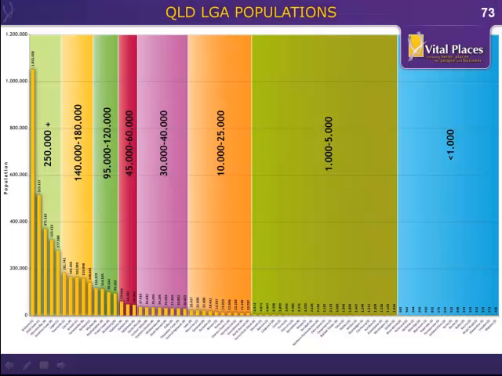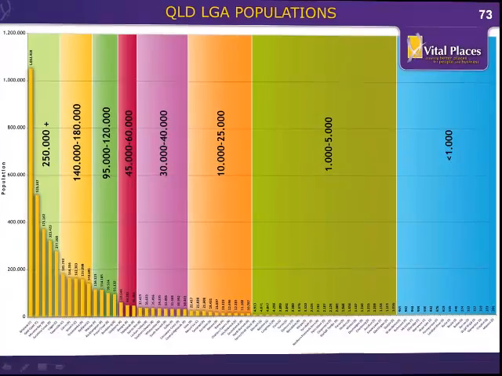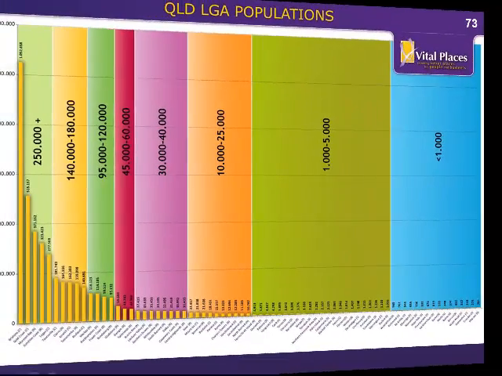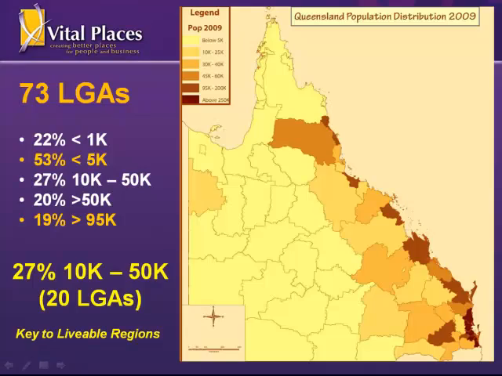Australia is one of the most urbanised countries in the world, with over 75% of its population living in urban areas. Yet the state of Queensland is one of Australia's most regionally dispersed states. In Queensland there are 73 local government areas in a state of approximately 4.5 million people. Yet as you can see from this graph, most of the local government areas have relatively low populations. In fact, over 50% of local government areas have less than 5,000 people.